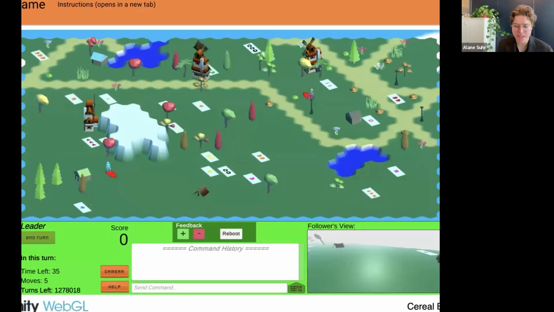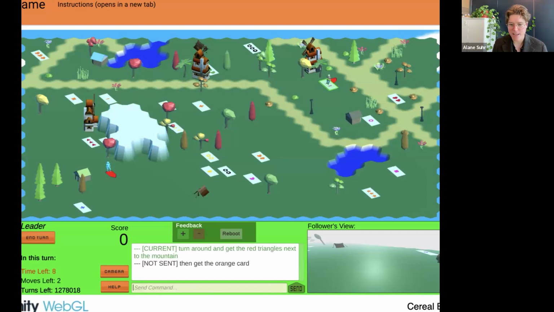Okay, so the first thing I'm going to do as the leader is pick up the 2 pink stripe card, and then I'm going to write 2 instructions for my follower to pick up the 3 red triangles and the 1 orange square like we talked about before. So I'm going to say turn around and get the red triangles next to the mountain, and then get the orange card. Okay. And the model that's actually going to be executing these instructions is a model that we trained through continual learning with human feedback.